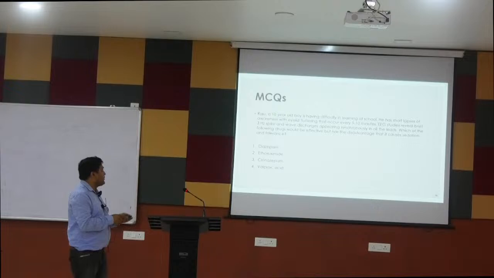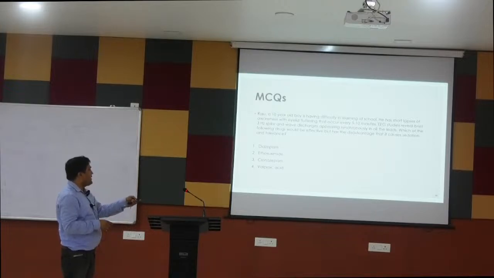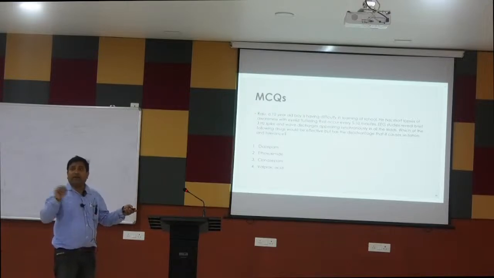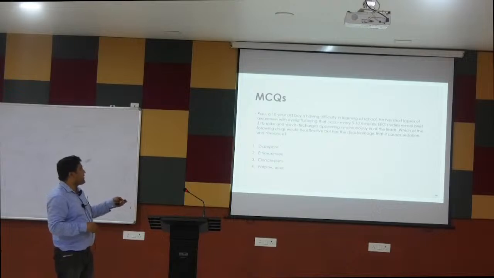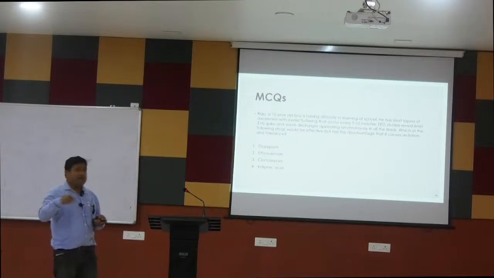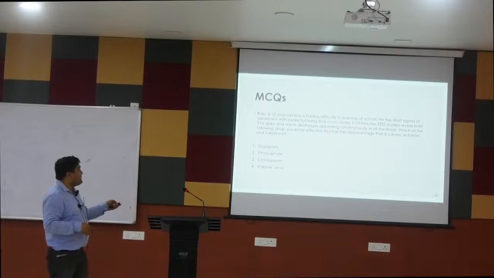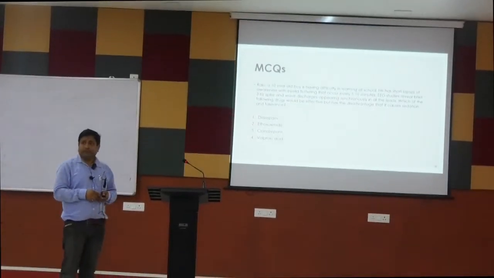Most in children. So basically, he has short lapses of awareness with eyelid fluttering that occur every 5 to 10 minutes. And the characteristic EEG finding in absent seizure is 3 Hz spike appearing at recurrent intervals. So, it is a case of absent seizure.